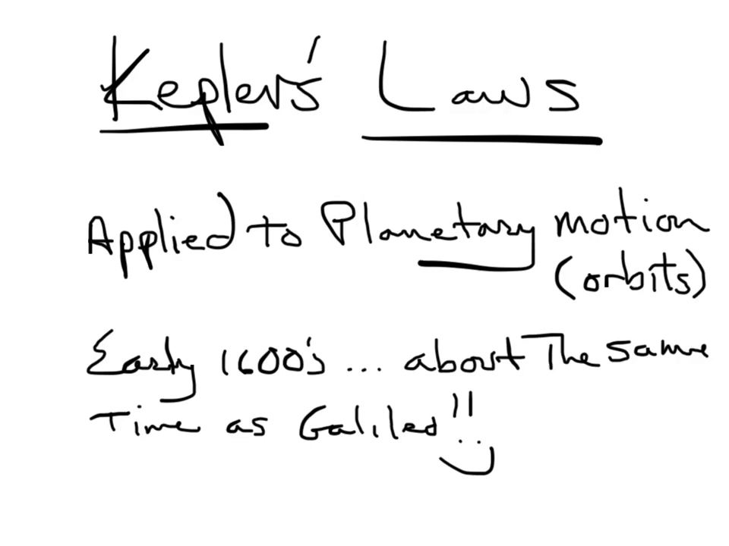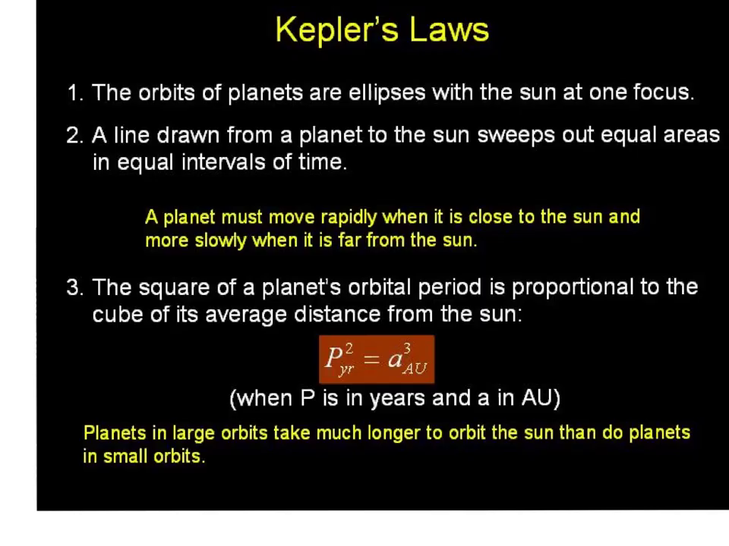This was all developed in the early 1600s, about the same time as Galileo. This is what we would refer to as kind of the renaissance of astronomy. Prior to this time, we were still thinking that the earth was the center. And Kepler and Galileo were two astronomers that changed the way we thought about how things worked. So his laws, there are three of them. We'll talk about them and then I'll try to give you some examples.